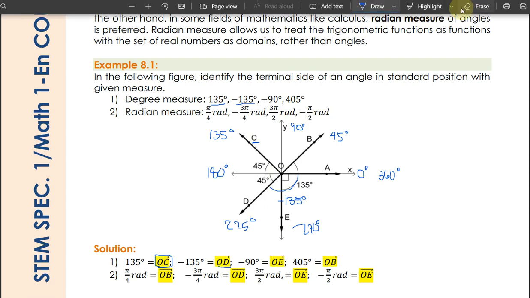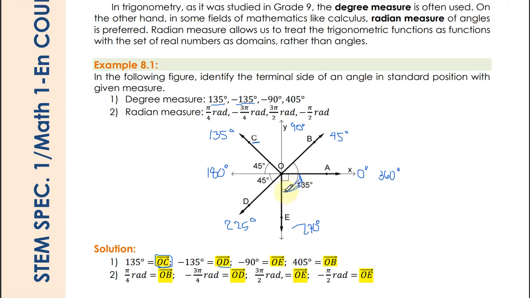Next is negative 90. So negative 90 is just downward. So this is negative 90. That is in clockwise direction. So that is OE. And lastly is 405 degrees.